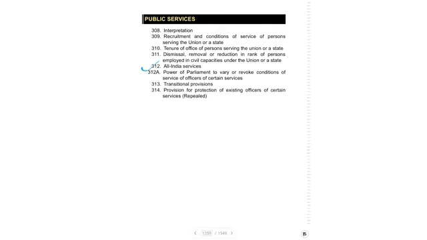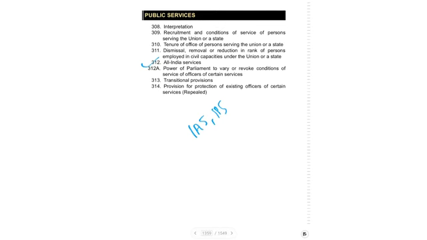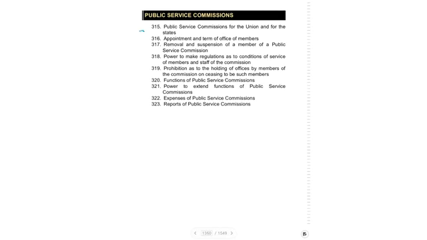So yeah, 312 is your all India services, under which IAS and IPS and the other recruitment of the services come under this. So 305, 315 is the Public Service Commission for the Union and for the state. It's also very important.